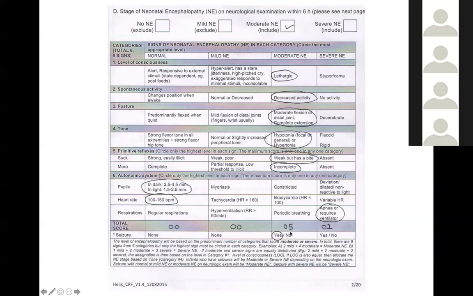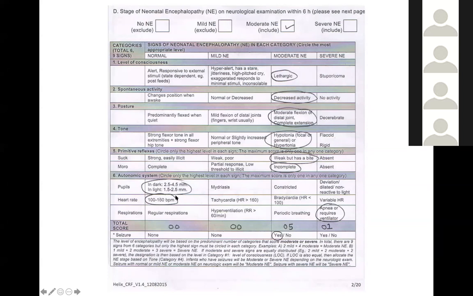Tone is reduced, hypotonia, one score here. Primitive reflexes, both are under moderate. So a total of five. Although there are two of them here, you just take the highest one, which is again one score under moderate. So the total score you're getting is five under moderate.